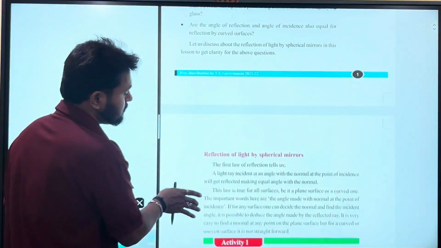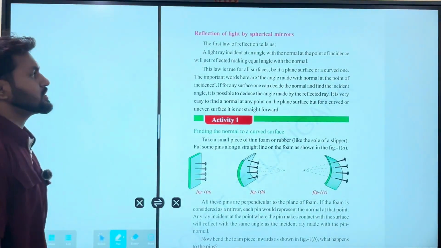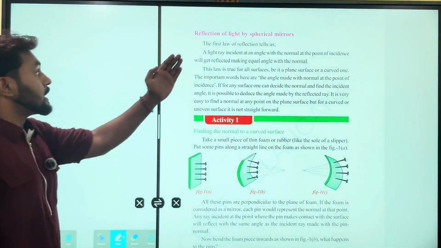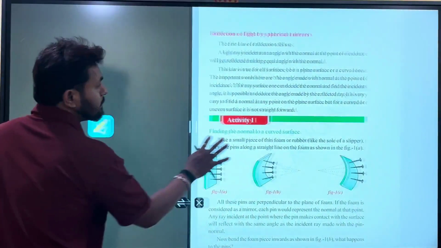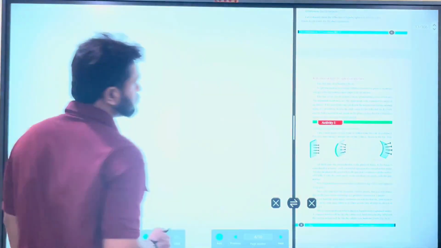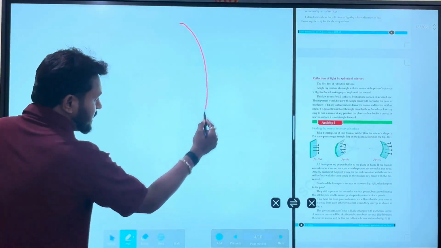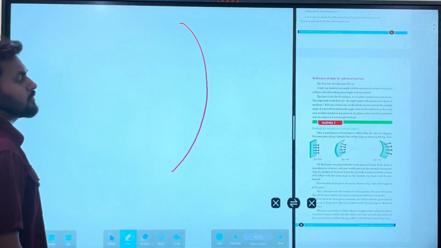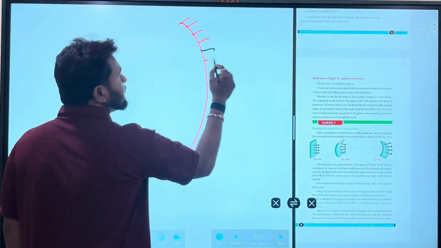Now you have something coming up which says reflection of light by spherical mirrors. As I just told you, let's say this is a concave mirror wherein this has been painted from one end.